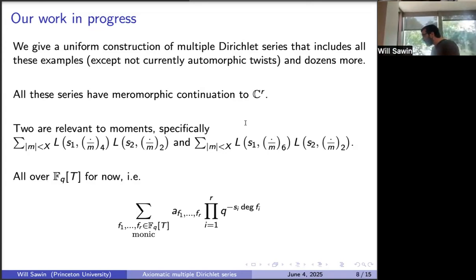And these are multiple Dirichlet series in the strong sense that I talked about before. They have meromorphic continuation to all of C^r. And much like the Weil group multiple Dirichlet series, most of them seem to have nothing to do with moments of L functions. However, some of them are relevant to moments of L functions. You can get some very weird moments that it is not clear why you'd want to study. But there's two moments that you can get from this that I think are interesting.